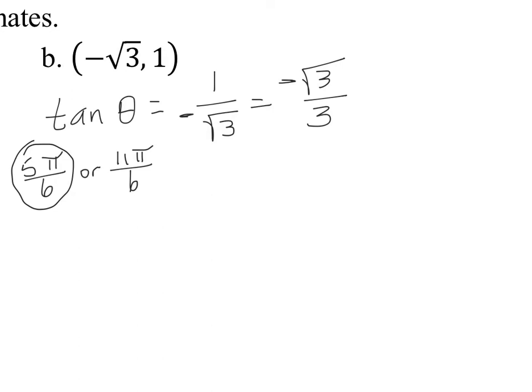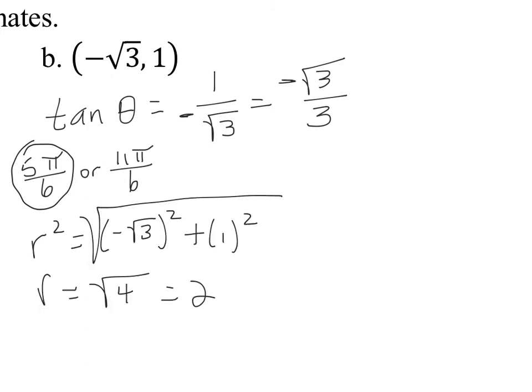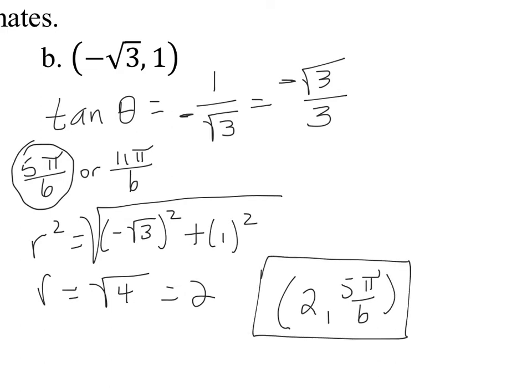Now I'm going to find my r value by using the Pythagorean theorem. Negative root 3 squared plus 1 squared gives me 4, and the square root of 4 is 2. I'm only interested in the positive value since I'm only interested in the positive direction. So my final coordinate is going to be 2 comma 5 pi over 6. And that is my final polar coordinate.